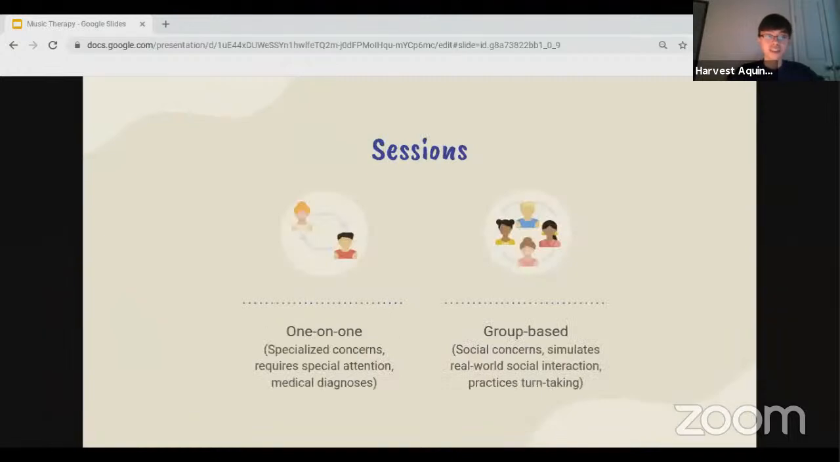Now, onto what sessions may look like. They can either be one-on-one or group-based. And there is no particular preference for one over the other. If you're in group-based, it doesn't mean you're getting less attention. It just really depends on the specific needs of an individual. For instance, if they have more specific concerns, need special attention due to their specific medical diagnoses, or do not find large groups conducive towards improvement, then sessions will generally be one-on-one. But if they need to address social concerns and need practice with interacting with others or turn taking, then sessions will be in a group.